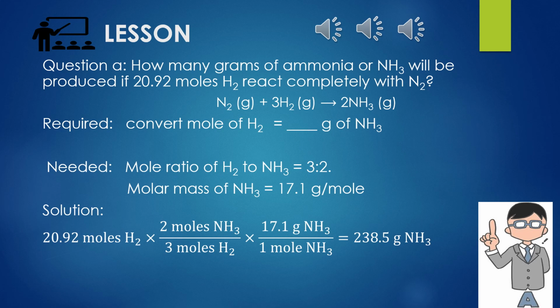To answer question A, how many grams of ammonia or NH3 will be produced if 20.92 moles hydrogen react completely with nitrogen? We are required to convert mole of hydrogen to grams of ammonia. What we need are the mole ratio of hydrogen to ammonia, which is 3 is to 2, and the molar mass of ammonia, which is equal to 17.1 grams per mole. Multiplied by the molar mass of ammonia, the answer is equal to 238.5 grams ammonia.